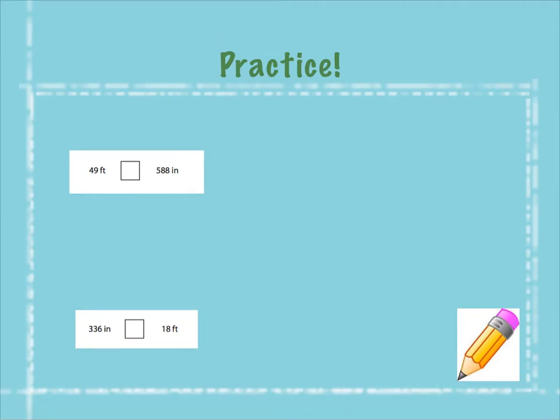Alright, so first let's practice with a few questions. 49 feet, and then it has a blank box for us to either put greater than, less than, or equal to. And then 588 inches. When we are comparing problems like this, it's really important for us to look at the units on the end, because I might make the mistake by saying, wow, 588 is definitely bigger than 49, and then I'll just want to plop in my less than symbol right here. But that is not true necessarily. I don't know yet, because inches and feet are two totally different things.